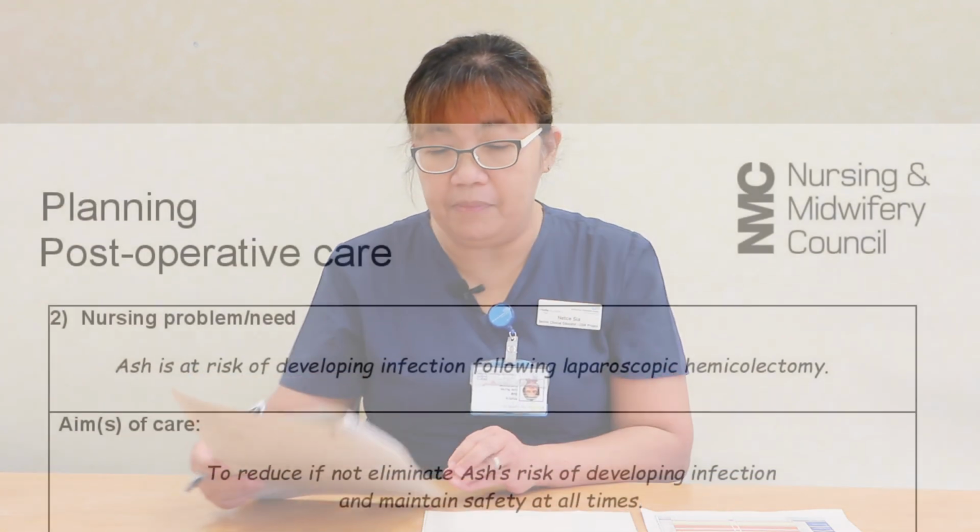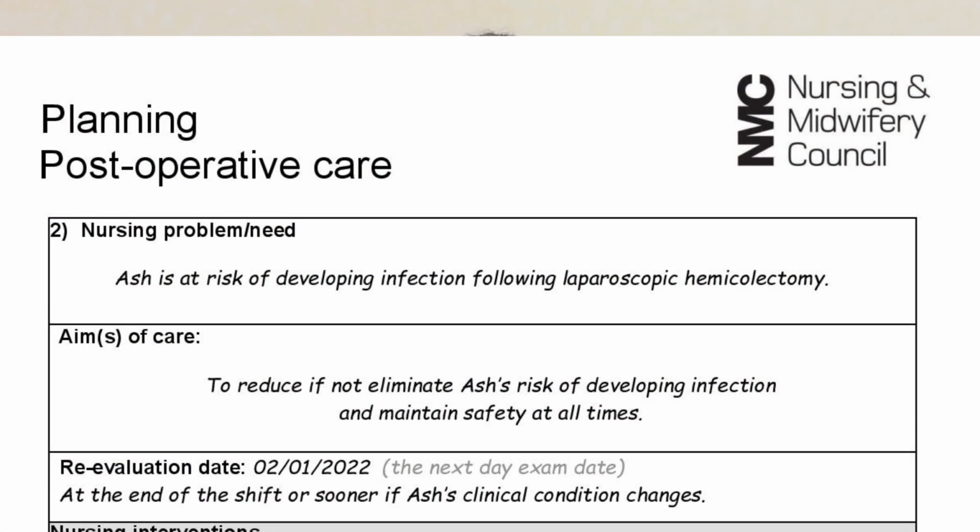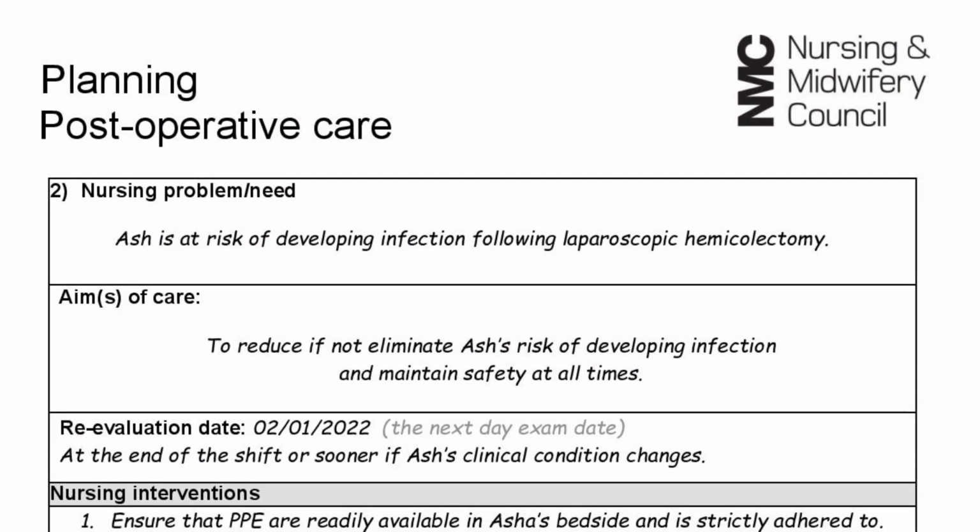My second problem is that Ash is at risk of developing infection following laparoscopic hemicolectomy. My aim for that is to reduce, if not eliminate, Ash's risk of developing infection and maintain his safety at all times. My re-evaluation for this one is by the end of the shift, or I could do it within 24 hours, or if the patient's condition changes. As noted, we're going to do nursing interventions. These interventions again depend on the problem that you've chosen for your patient.